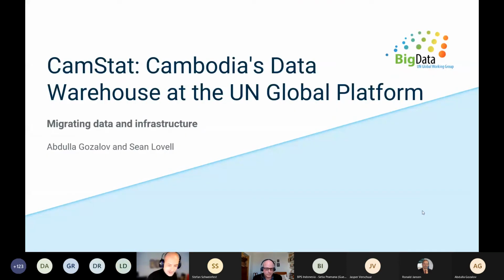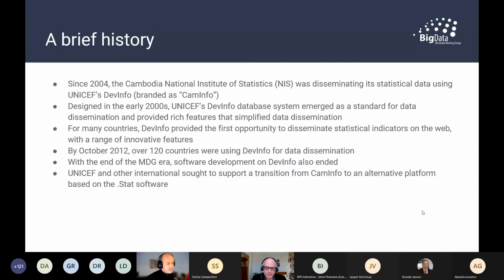Thanks a lot. I'm going to let Abdullah start this. We split up the presentation in a nice, concise way. So our presentation is on the entire process of migrating data from CamStat's original instance to the global platform, which is a long story. But Abdullah, over to you.